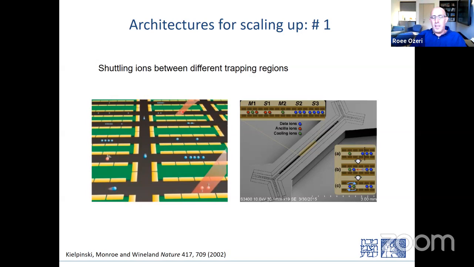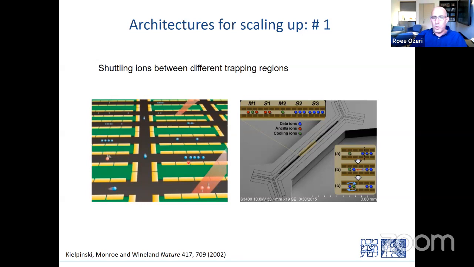is a CCD approach. It's a multiplexed array of ion traps on a chip. Each one of these ion traps is a small trapped ion quantum computer, but then you can shuttle ions around between these trapped regions in order to build a large scale quantum computer.